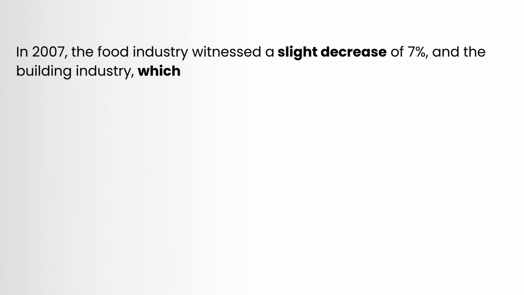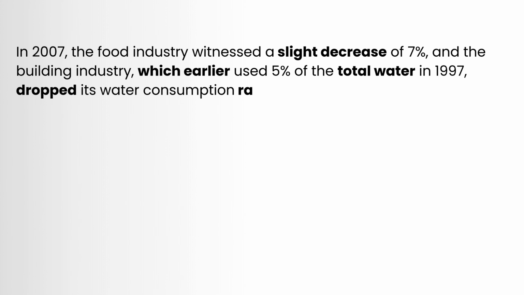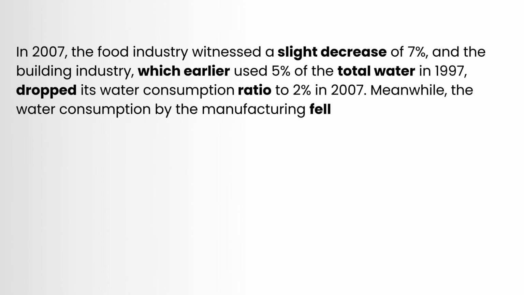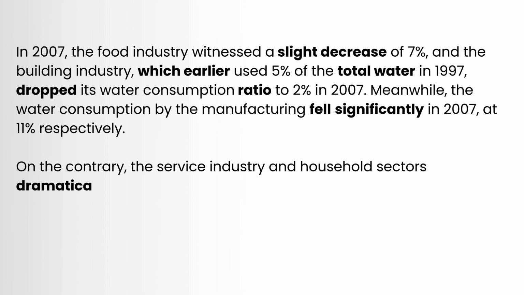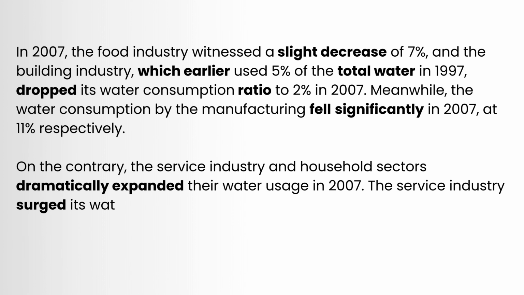In 2007, the food industry witnessed a slight decrease of 7%, and the building industry, which earlier used 5% of the total water in 1997, dropped its water consumption ratio to 2% in 2007. Meanwhile, the water consumption by the manufacturing fell significantly in 2007, at 11% respectively.